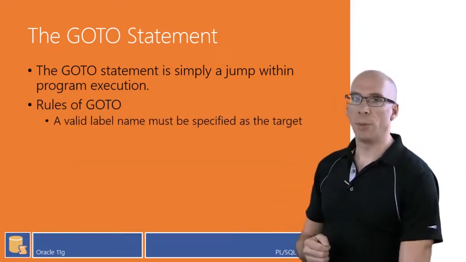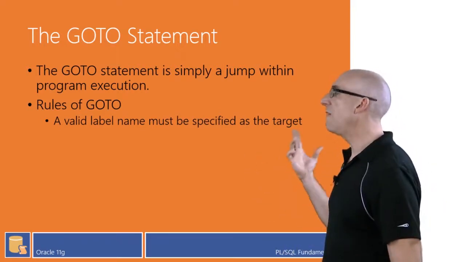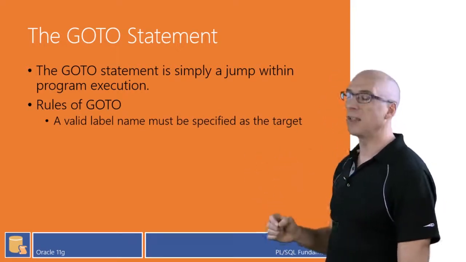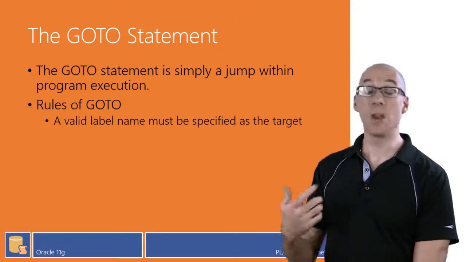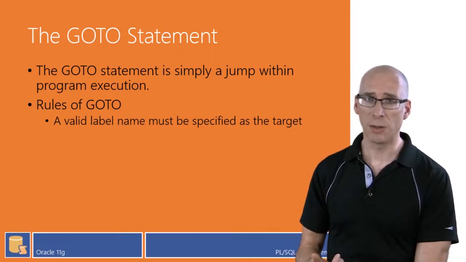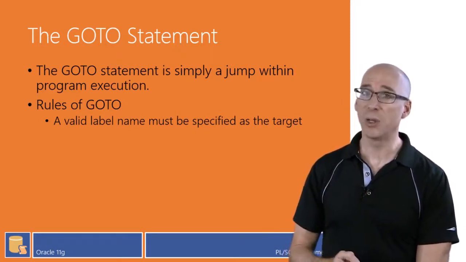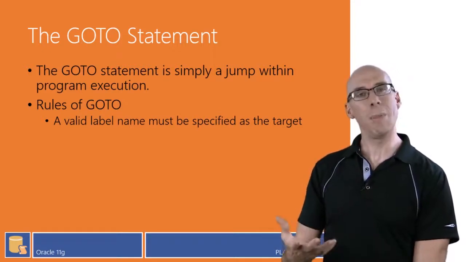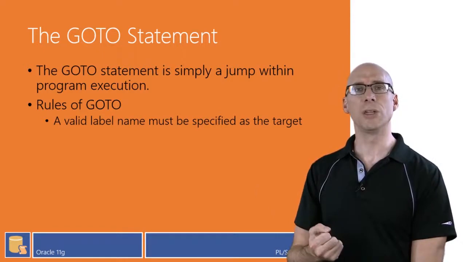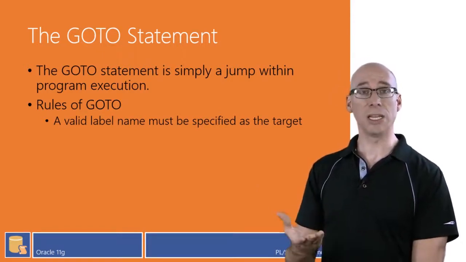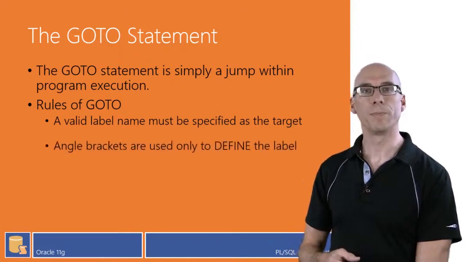There are rules applied to the GOTO statement that you must understand. First, a valid label name must be specified as the target. You have to have your labels first before you can ever specify a GOTO statement. And when you use your GOTO statement, that label has to exist or else you're going to get an error. It makes sense, because if you say go to some location and that location doesn't exist or the application doesn't know, how can it go anywhere?